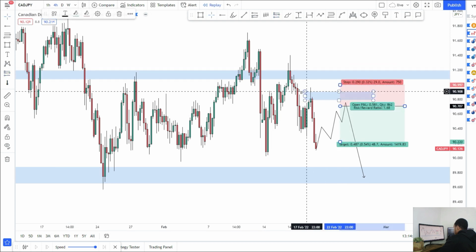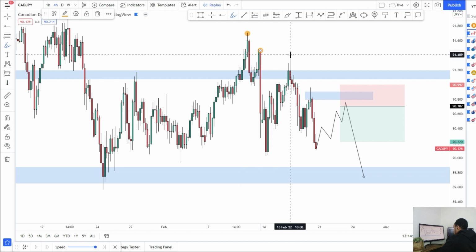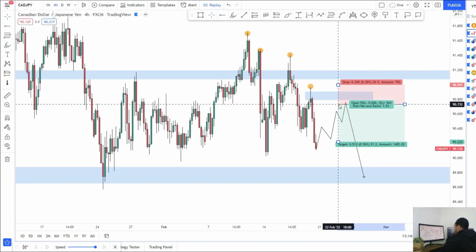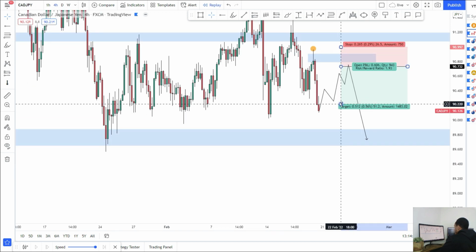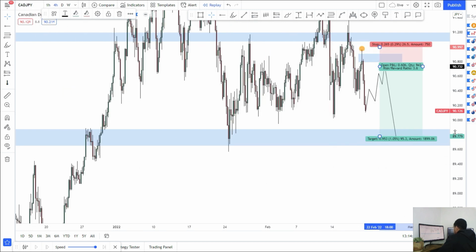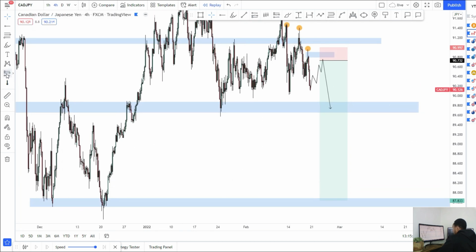But pretty much as long as we stay below that structure, as you can see, lower high, lower high, lower high. As long as we don't take out one of those lower highs, unless it's a wick or something, I'm expecting the market to roll back into the support at 89,700, and then if we can get the break, we're looking at the market rolling over into that 88 area.